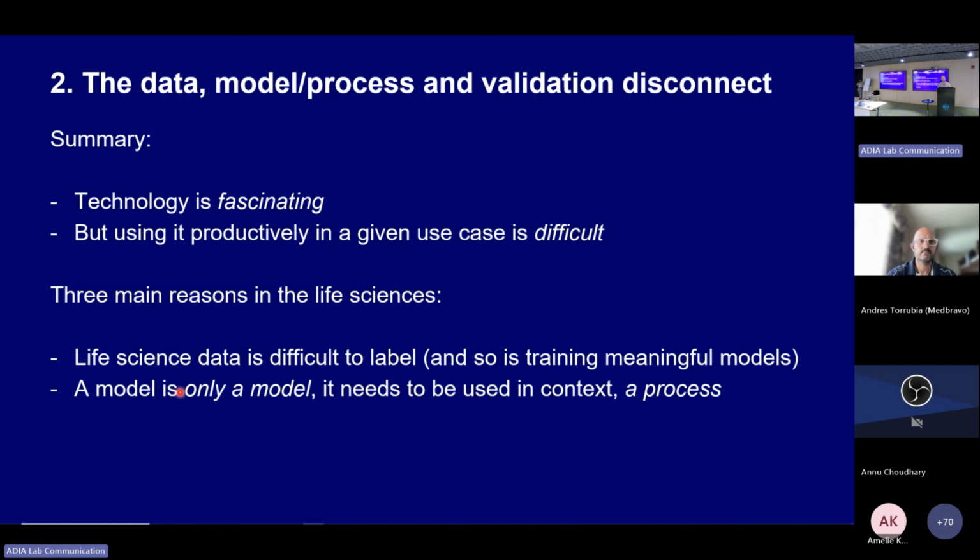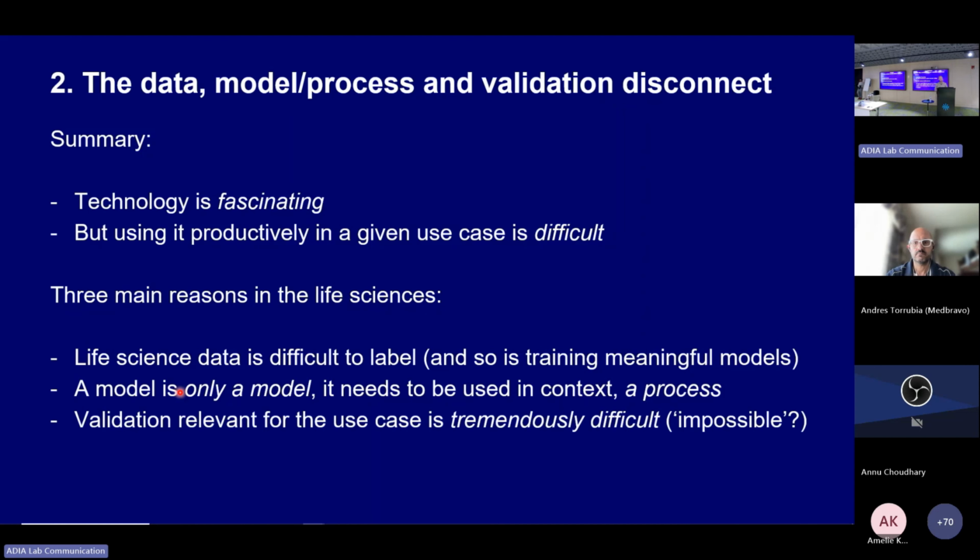A model is only a model. You need to embed that into a context, which is a process, a use context. And validation relevant to the use case is very, very difficult, even impossible in a way. I was talking to a few people in pharma companies, at AstraZeneca or so, some of the big companies, and asked them, so how do you validate models?